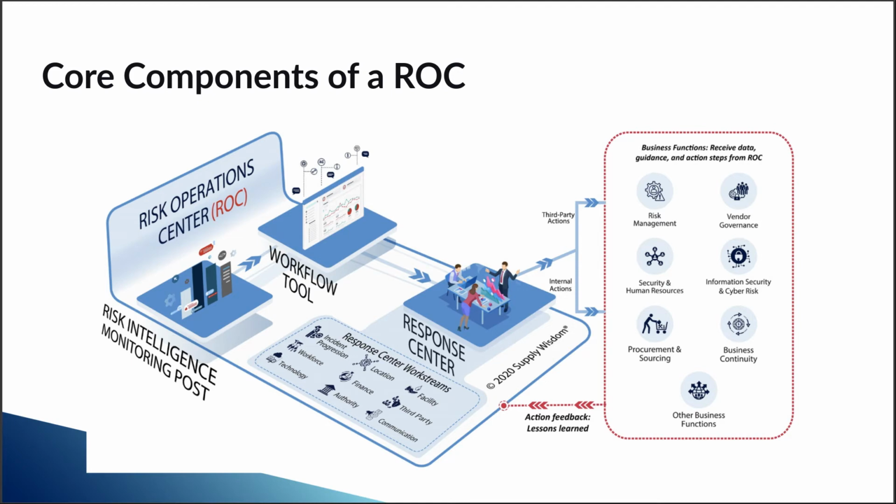So the response center is made up of multiple specialized work streams. These different work streams are going to work together to assess the risk intelligence that they've received and then decide what mitigation actions need to be taken by each of the different business functions and also the external third parties. And so they're going to provide that guidance to them and tell them what they need to do.